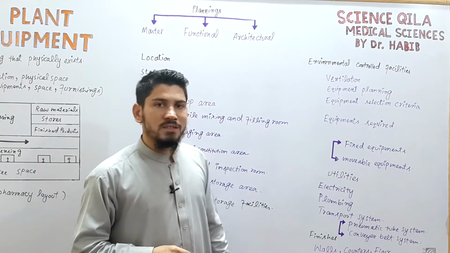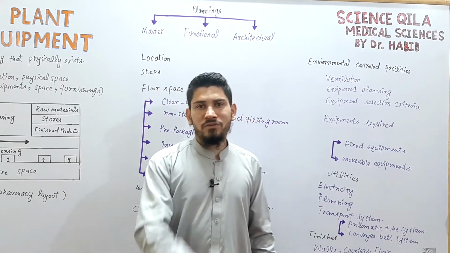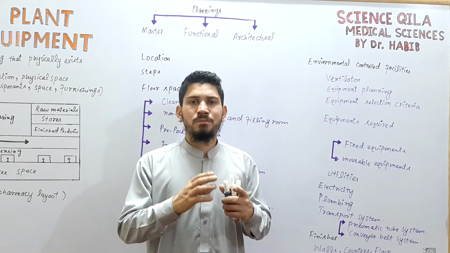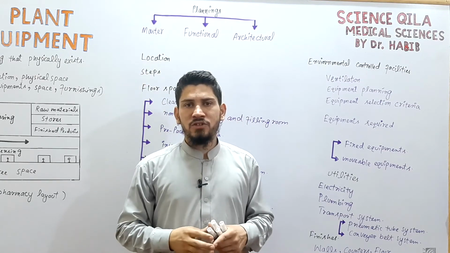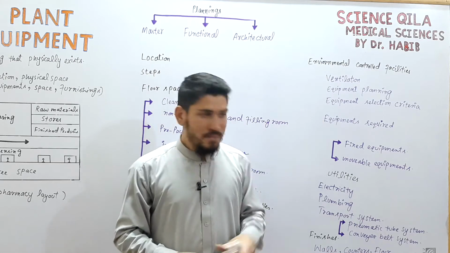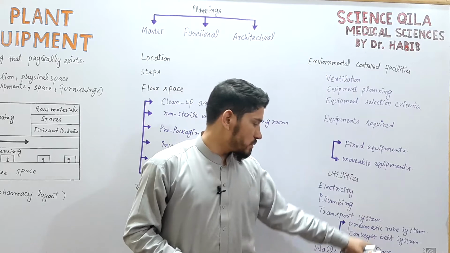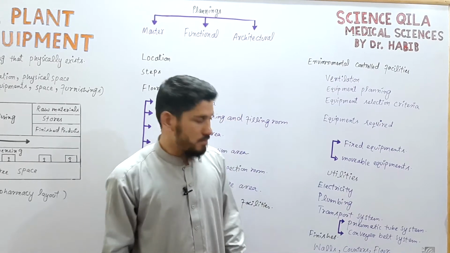Okay, the next one is transport system. This is very interesting. Okay, the products are ready. How can they be transported to the desired destinations or to the nursing stations? Through these high technology systems. One is pneumatic tube system and the second one is conveyor belt system.